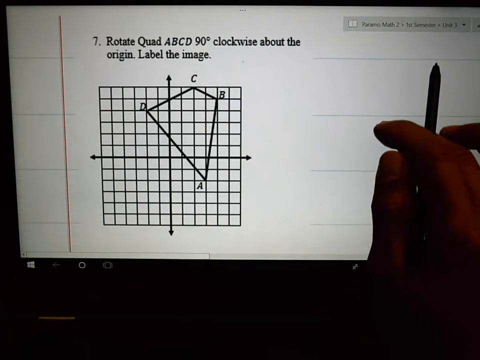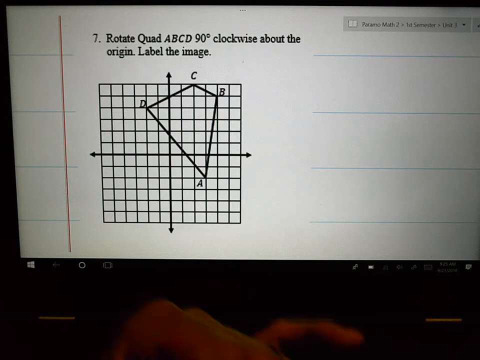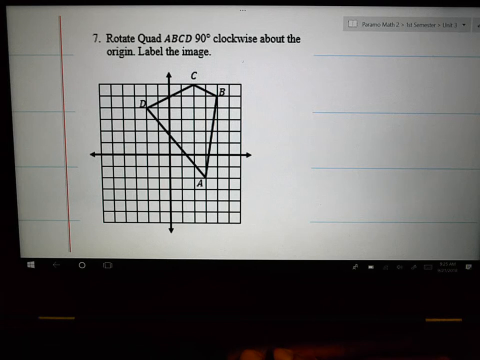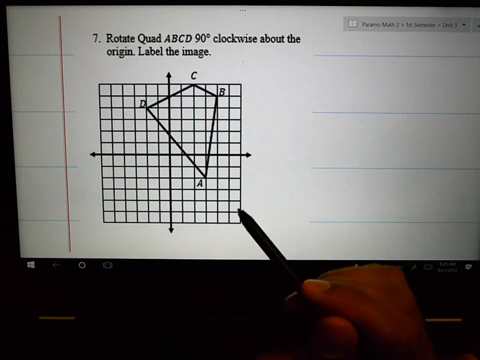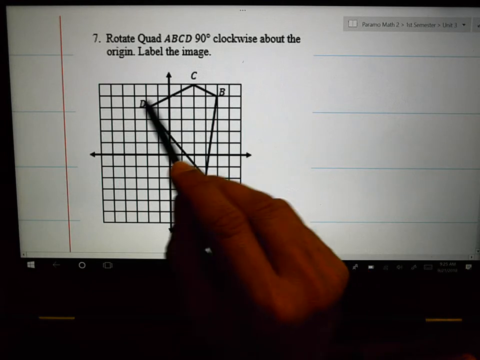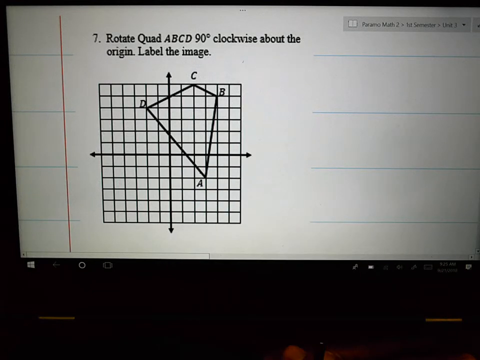I also have number 7 picked out for you because I wanted to review a reflection, I wanted to review a translation, and now I want to review a rotation. Number 7, if you do not have the letters on your page for number 7, letters A, B, C, D look like this. A 90-degree clockwise rotation about the origin. And I have to label the image.